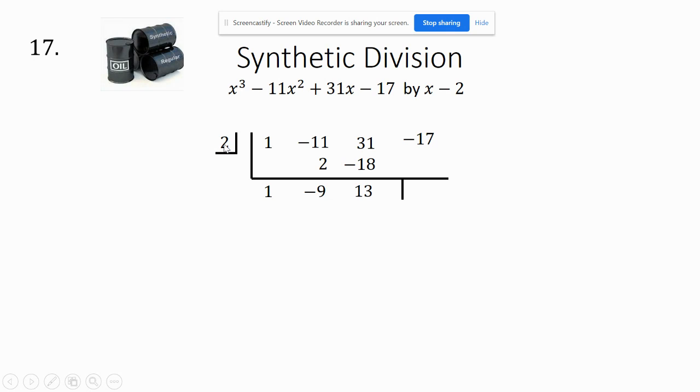I'm now going to take this 2 times this 13, which is 26, which I will now add to the negative 17, which is 9. Now notice I started with an x cubed up here. So what's 1 less than 3? 2. So this will be 1x squared minus 9x, plus 13, plus my remainder, which is 9, 9 over x minus 2. It didn't go in exactly, so I have a remainder of 9. I just used synthetic division to divide.